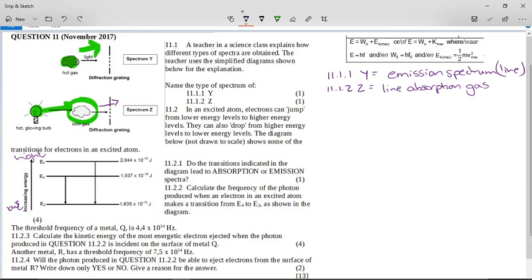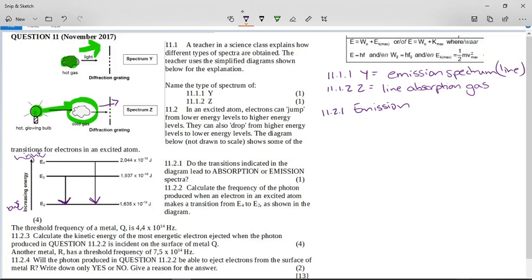So it says to you, what are these electrons doing here? Can you see this arrow is pointing downwards? Both of these arrows are pointing downwards. So something is going from high energy to low energy. So if you go from high energy to low energy, you can't create or destroy energy. You are going to have to emit the energy somewhere. So it says, do the transitions indicated in the diagram lead to absorption or emission spectra? It has to be emission spectra because that energy's got to go somewhere.